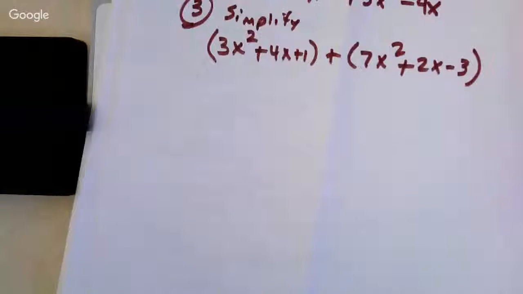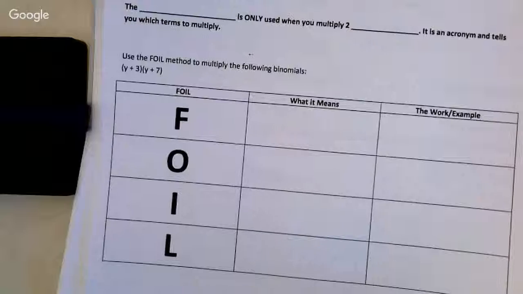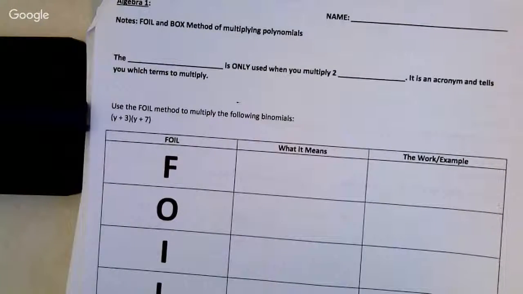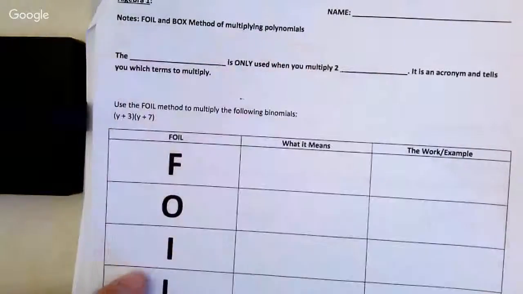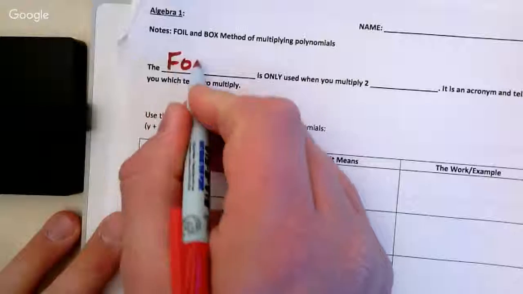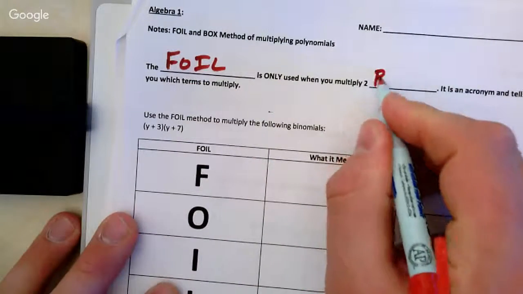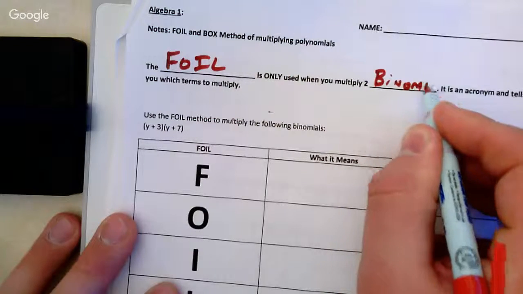All right, we got some big letters up there. As you know, usually that means in math, we got something big is coming up. FOIL and the box method of multiplying polynomials. The FOIL method is only used when you are multiplying two binomials.